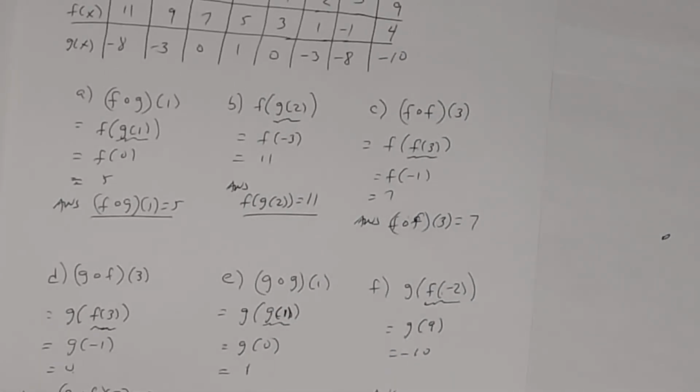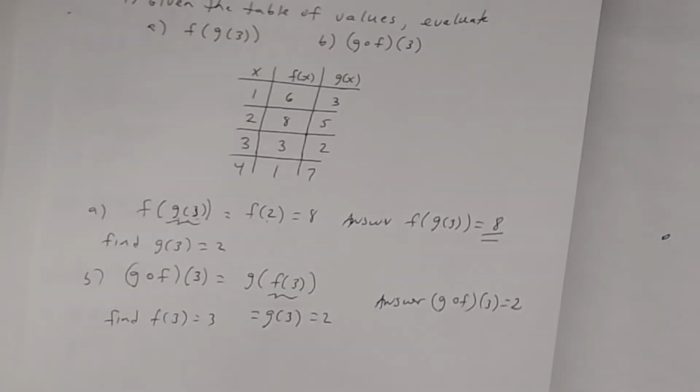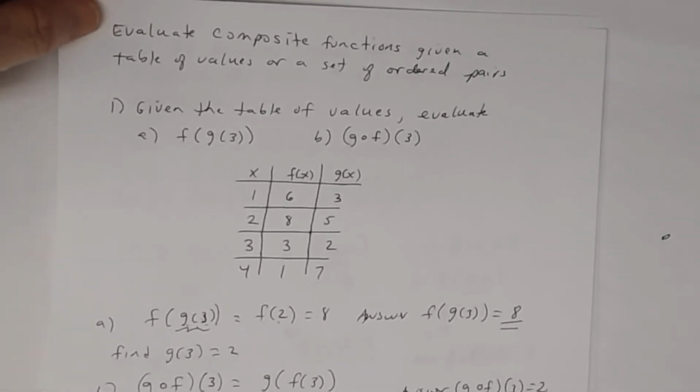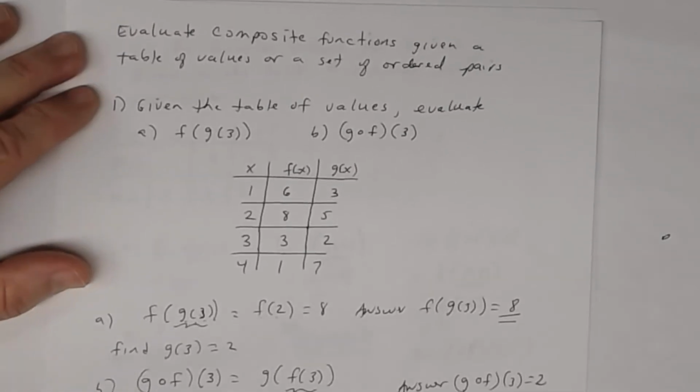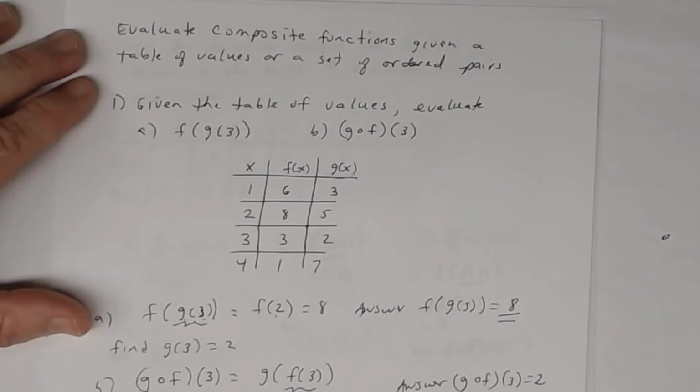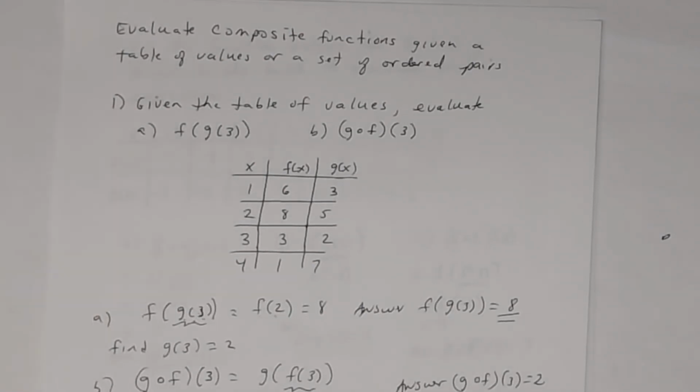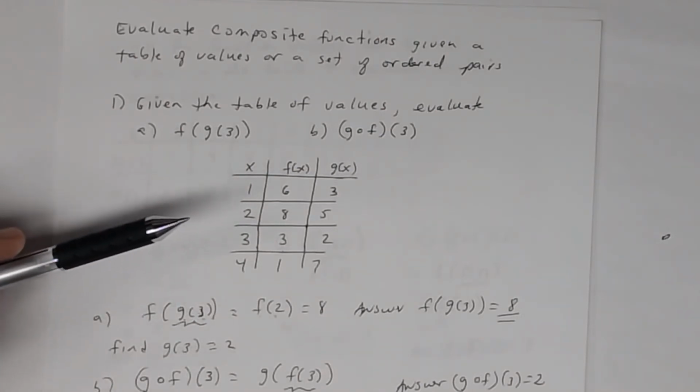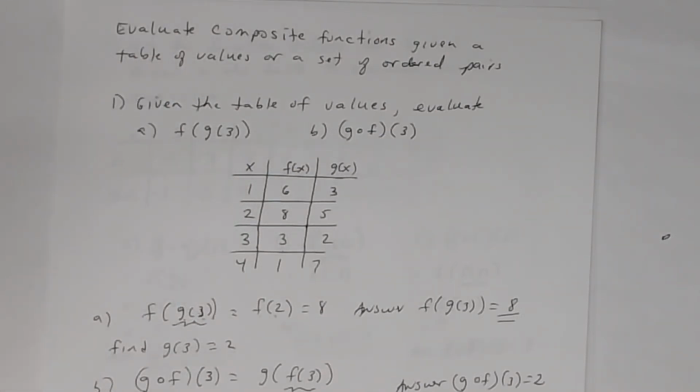That's the thought process that you go through when evaluating functions given a table of values or a set of ordered pairs. It's not difficult at all. It's a very simple process to evaluate functions where tables are given or a set of ordered pairs are given. All right, so that's going to be the end of this lesson.